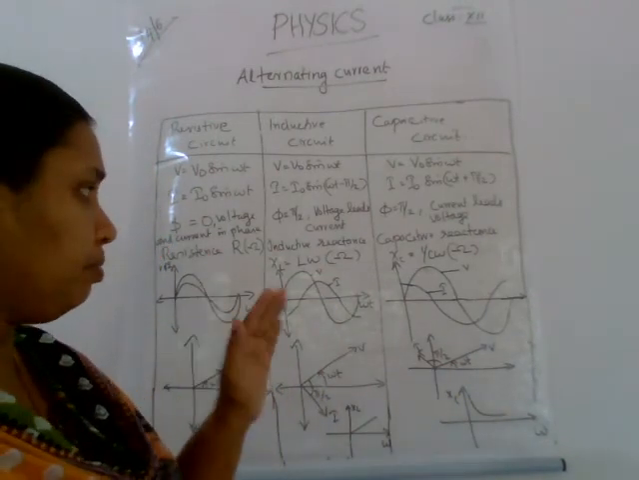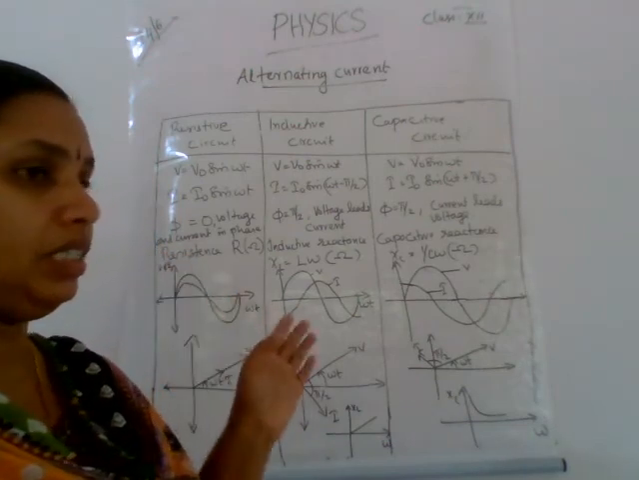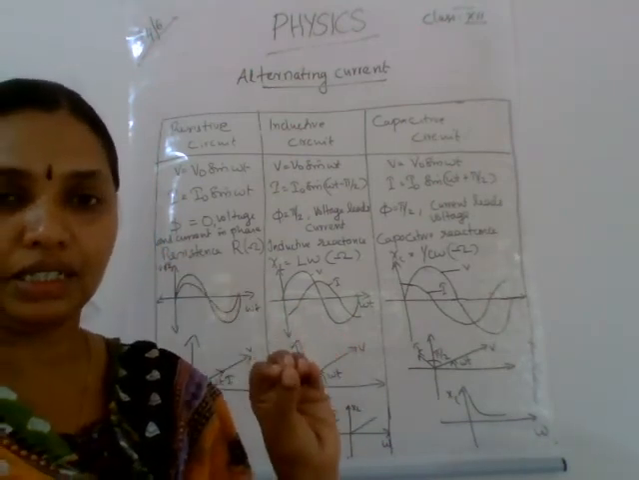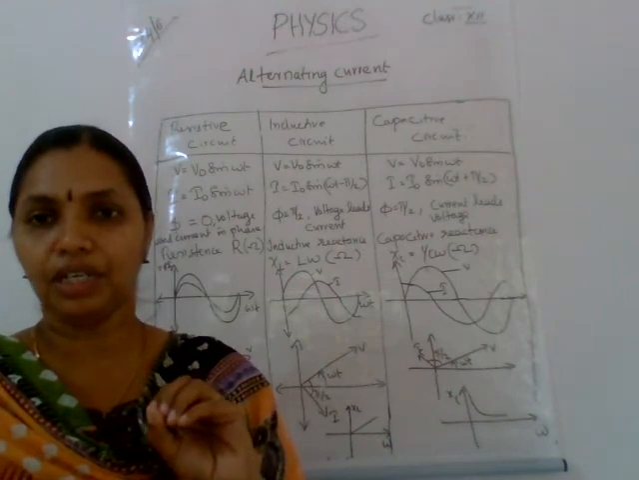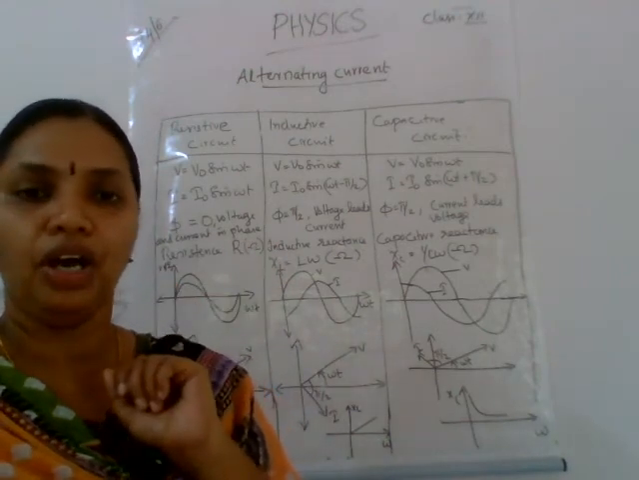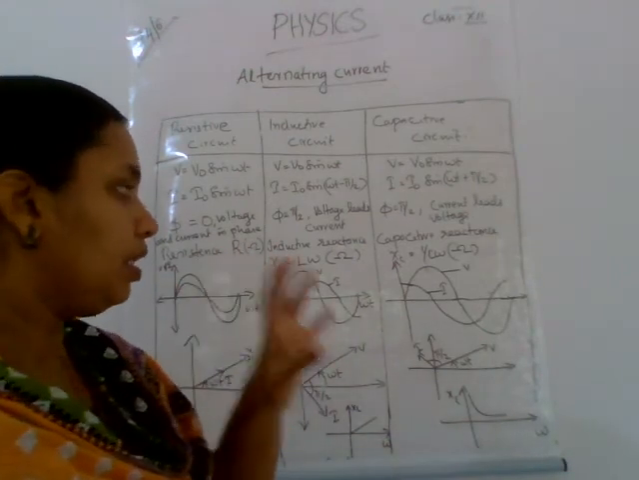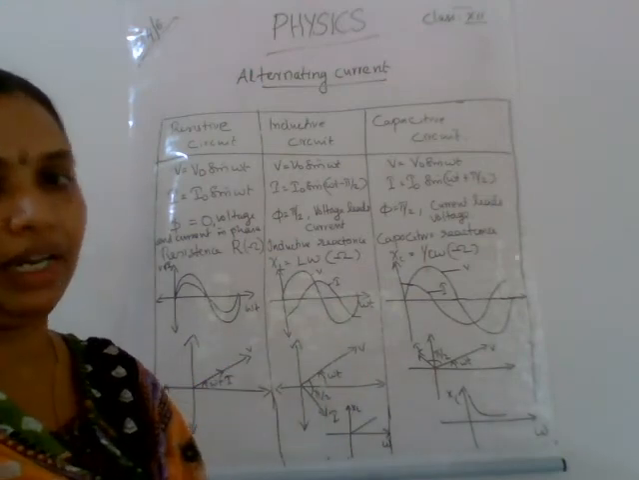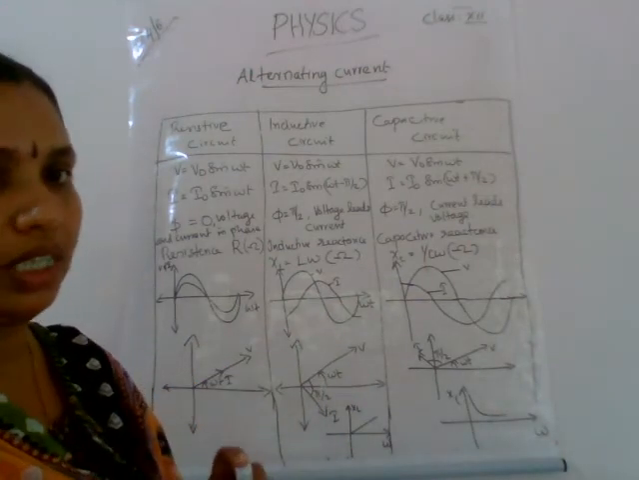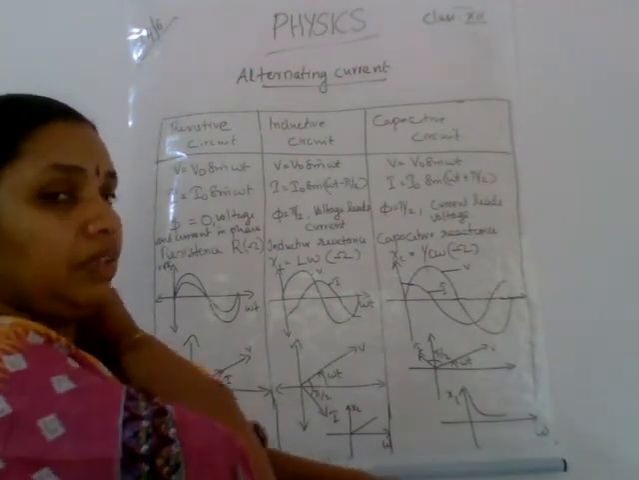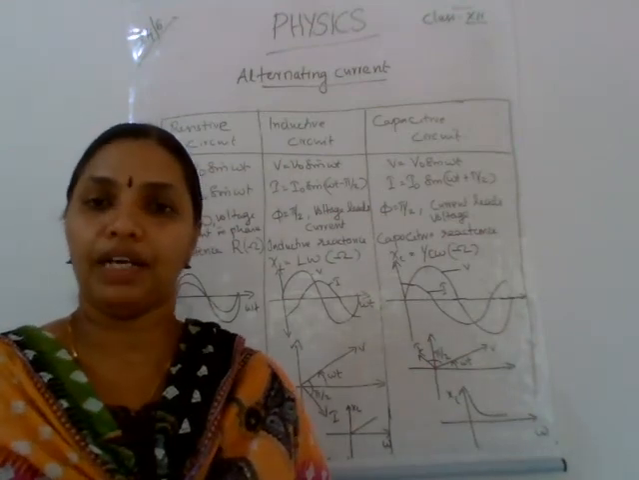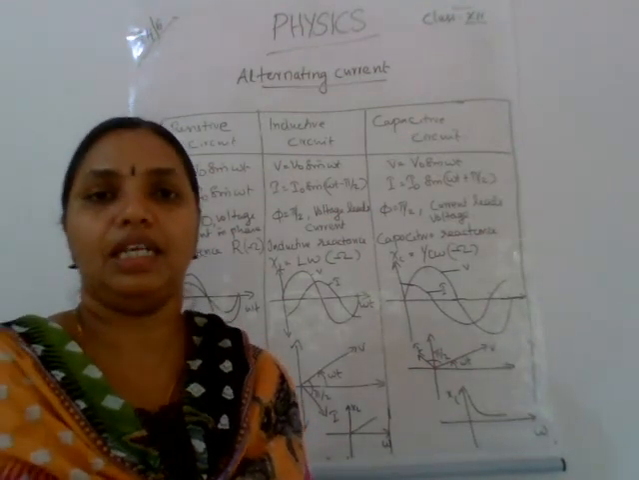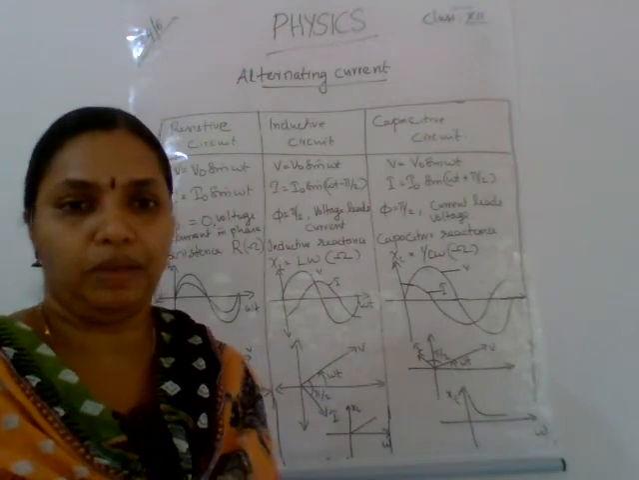But from the graph, you have to identify which is first. Small graph will be for current and bigger graph will be for voltage. Okay, from where, which is starting from where. From that you can identify which circuit it is. That will be the question. Graph will be given and you have to find out which circuit it is, whether it is inductive circuit or capacitive circuit.